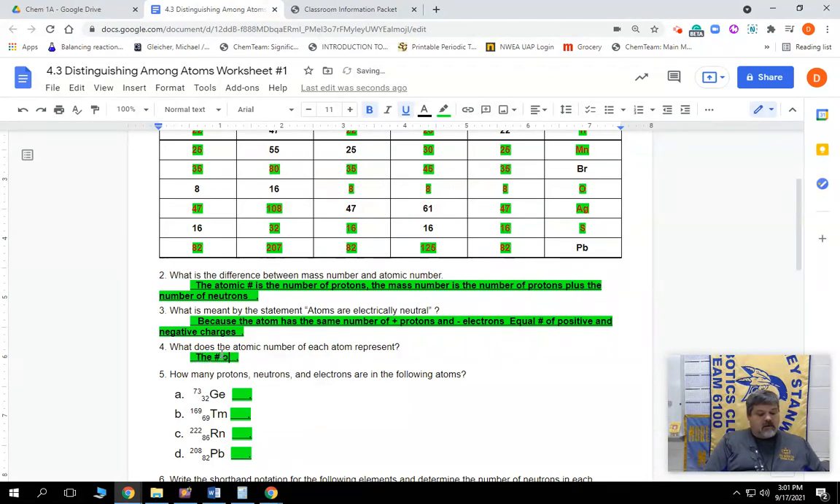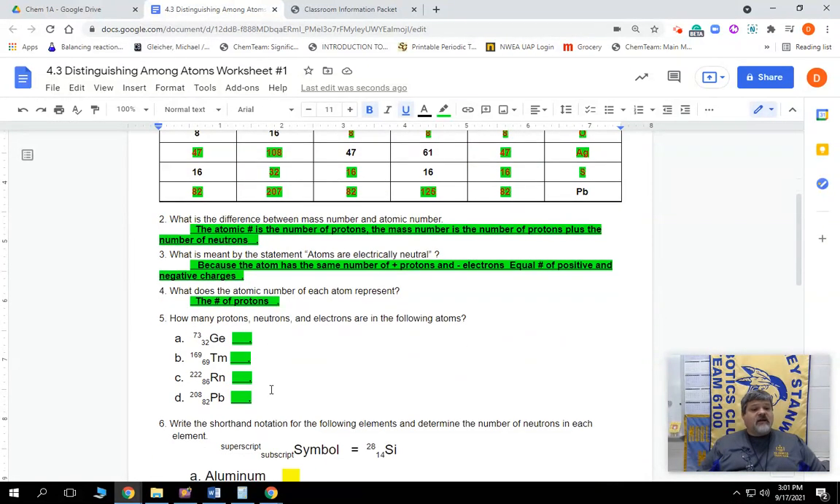Okay, what does the atomic number of each atom represent? The number of protons. That's what the atomic number represents. It doesn't represent the number of electrons. And I want you to understand that. It happens to equal the number of electrons, but it doesn't represent them. Okay, on to number 5.